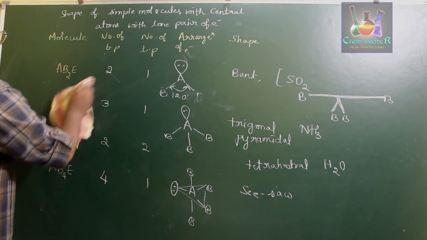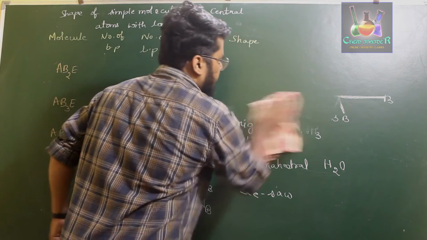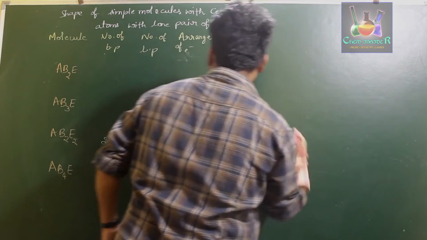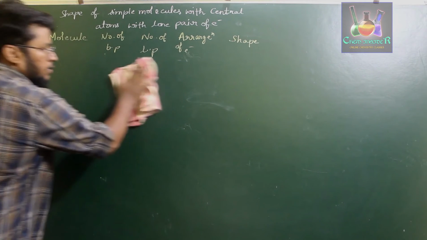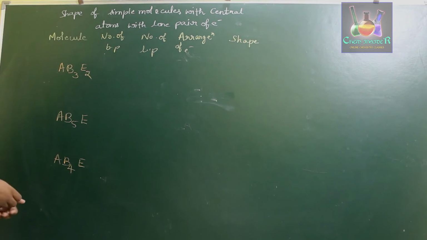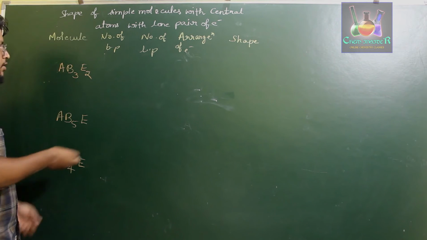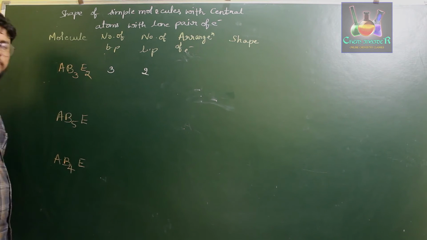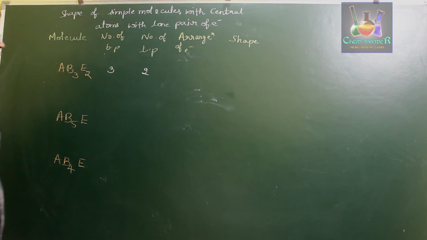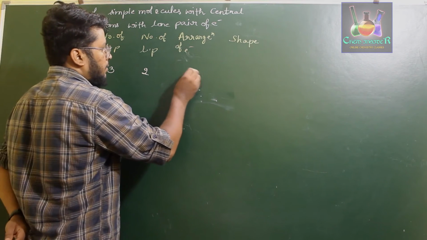Next, we are going to discuss the new type, that is AB3E2. Next type of geometry is AB3E2. Now AB3E2 molecule has 3 bonding pairs of electrons and 2 lone pairs of electrons. If you just consider AB3E2, that will be of the type T.